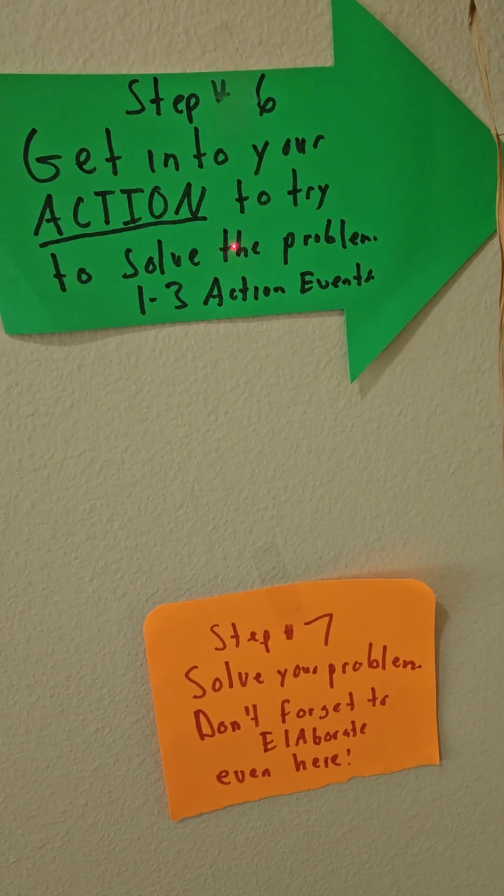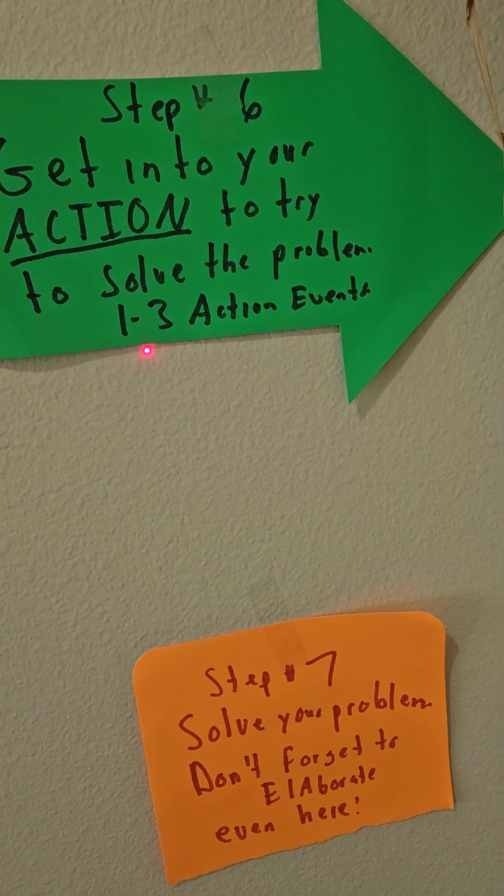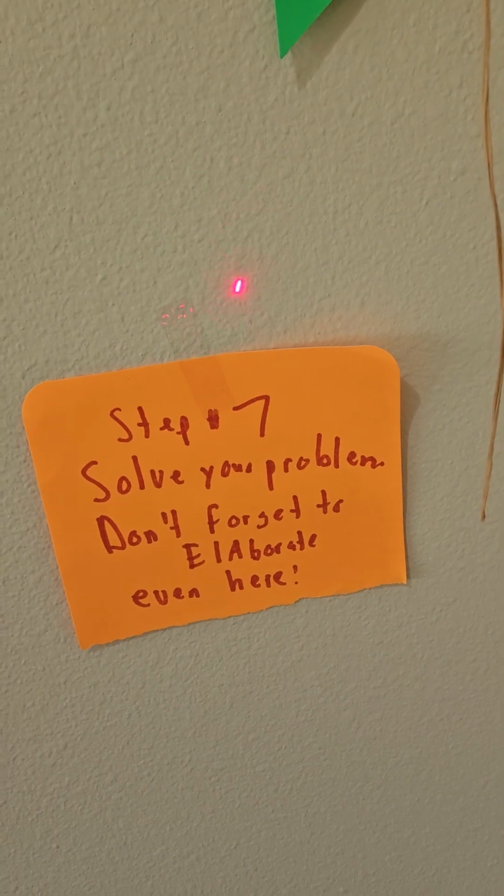Step 6, get into your action and try to solve the problem. 1 to 3 action events. Start having 1 to 3 action events to try to solve the problem. If there's a witch in your basement, do you try to run from the witch? Do you scream and yell for help? What do you do to try to solve the problem? If you're on the beach and you see a genie with the bottle, what do you do? Do you try to come up with 3 wishes? You have to start thinking about and brainstorming what you would do to try to solve the problem. Step 7, solve your problem.